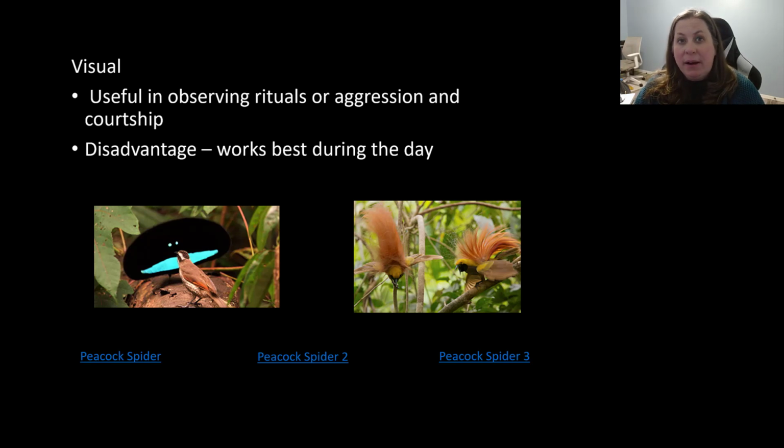And again, the birds of paradise are a great example of this. You could also look up the peacock spider, and it's a good example as well. All right, and so again, vocal types of communication.